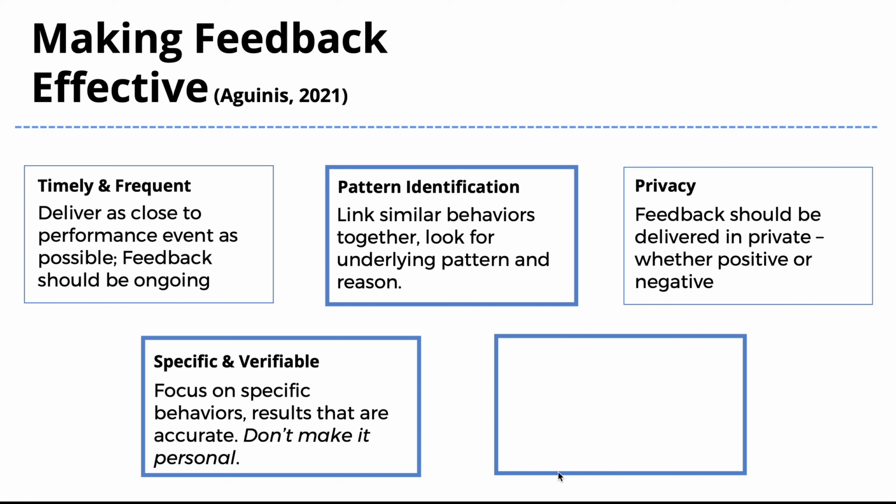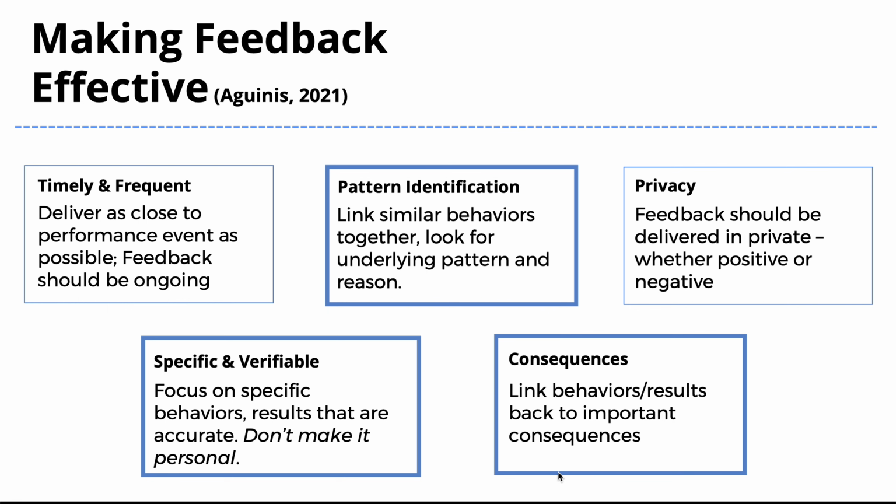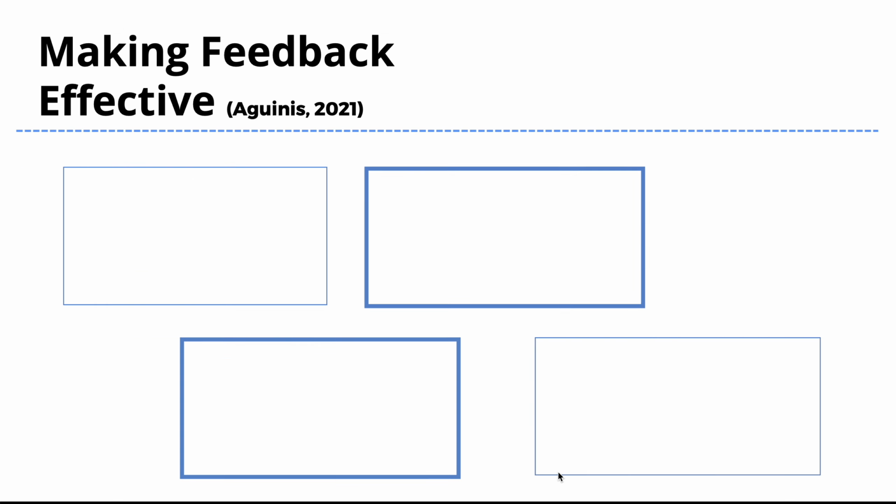As we mentioned with the BET and the BEAR models, we want to link behaviors that we want to see or behaviors that we don't want to see back to important consequences, so employees can really understand how their behaviors or how their results have an impact on the organization, on their own development, on the overall unit goals, etc.